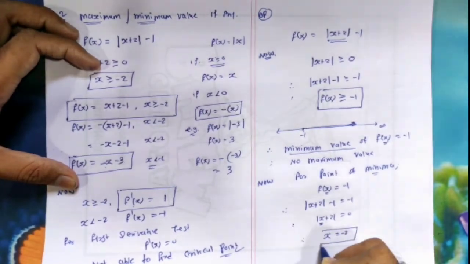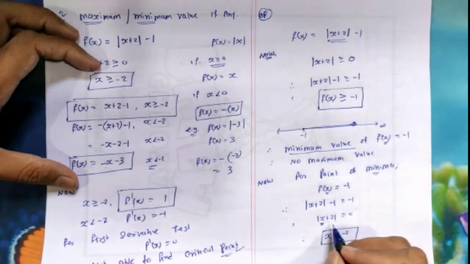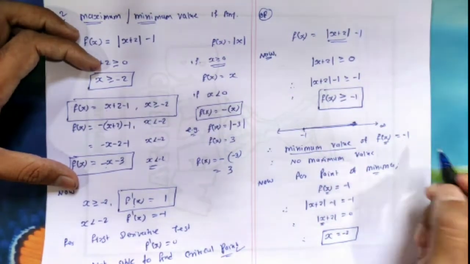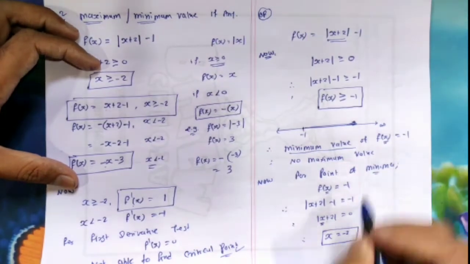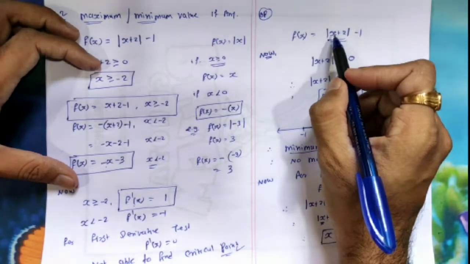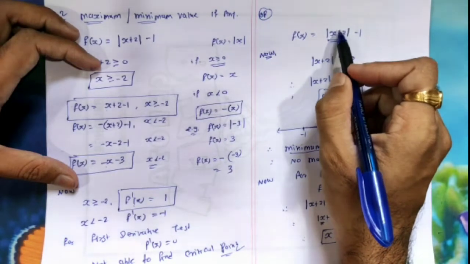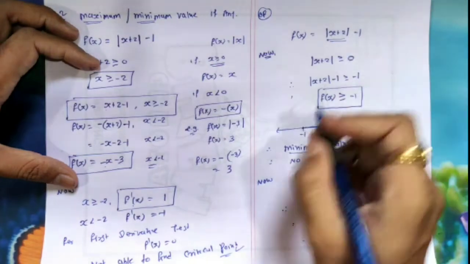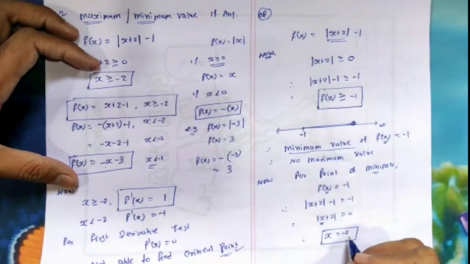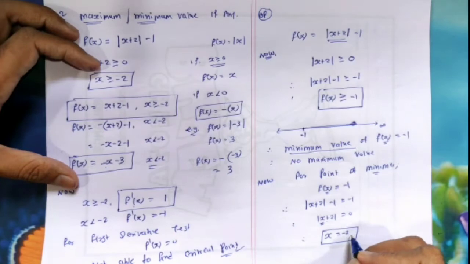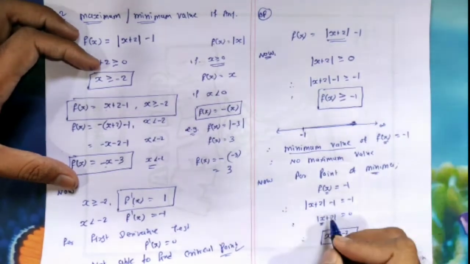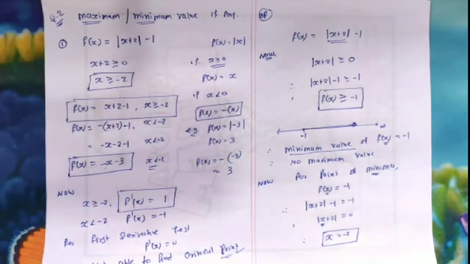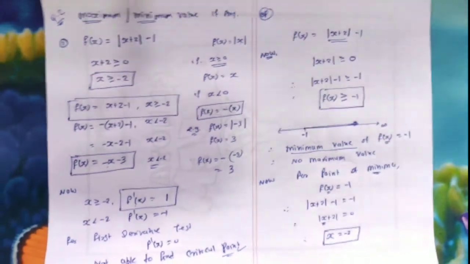When the value of x is -2, at that time this modulus will become 0 and the function attains its minimum value -1. Put x equal to -2 over here. So it's -2 plus 2, so it's 0. So f of x equal to -1. So this function f of x attains -1 value for which value of x? For x equal to -2. So this -2 is known as the point of minima and the minimum value is -1. So this is how you can solve your question number 1. Clear, students?